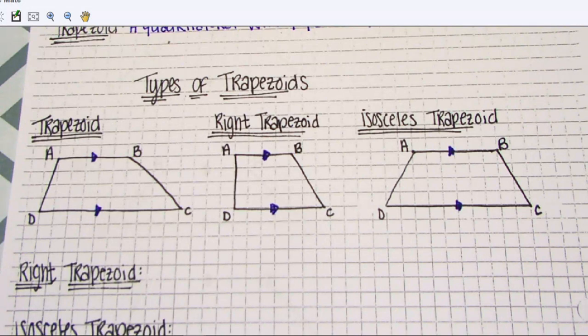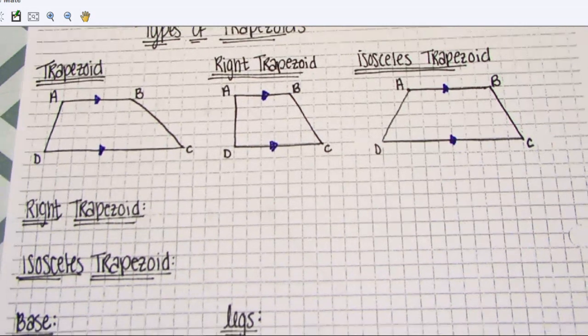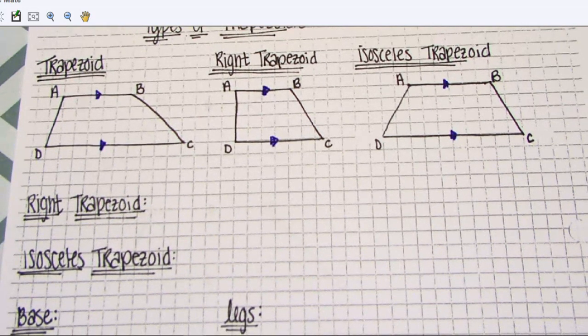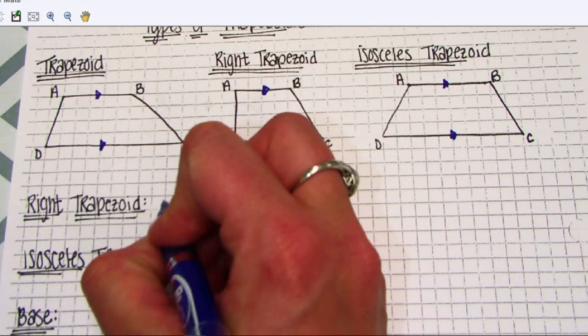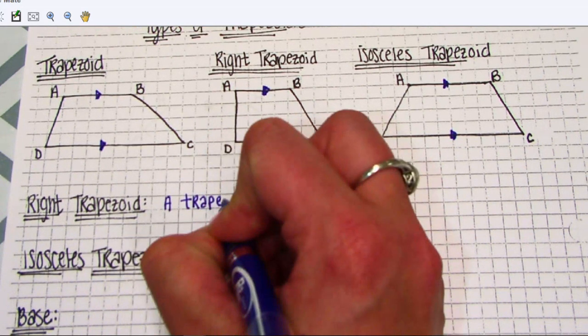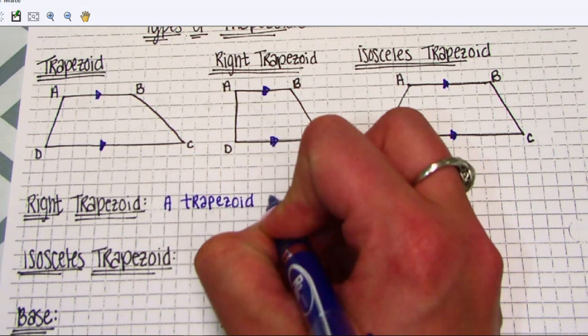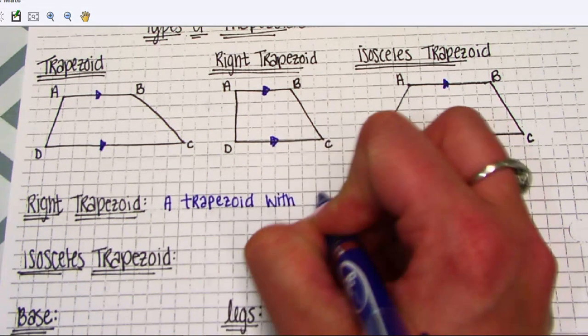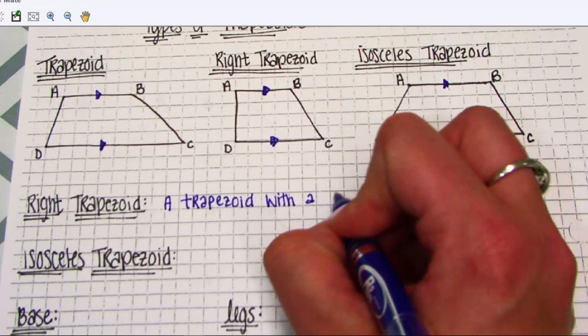So you can get a little more specific with the classifications. This is super lagging. Oh well. A right trapezoid is just a trapezoid with a right angle. So a right trapezoid is a trapezoid with a right angle.